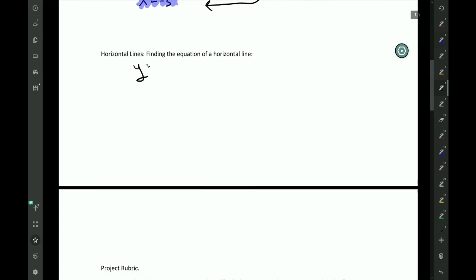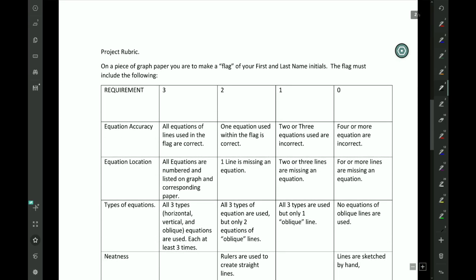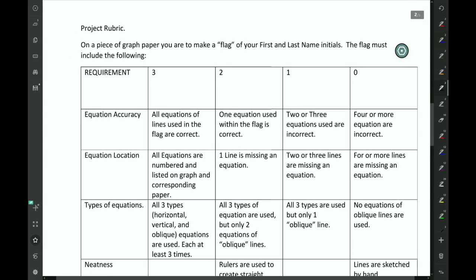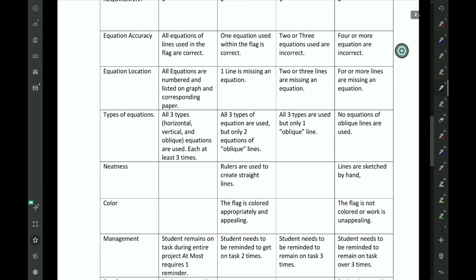What you need to do then is follow along to the next piece, which is a little project. You're going to be making a flag, so to speak, of your first and last name initials. You need to have each of the following types, so refer to the rubric, but you need to have each of the types of lines. So you need to have at least an oblique, several oblique, vertical, and horizontal.